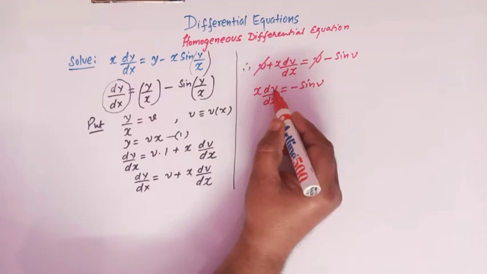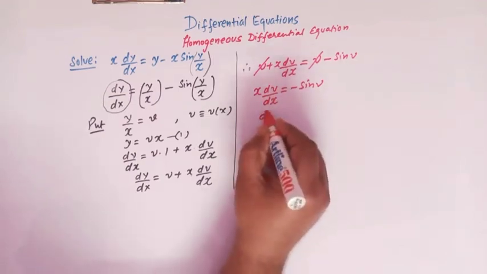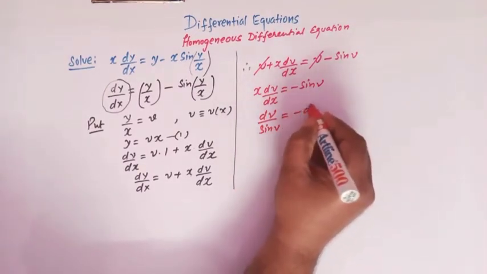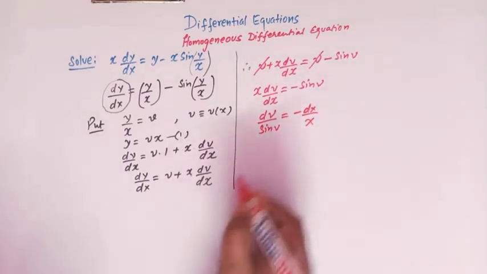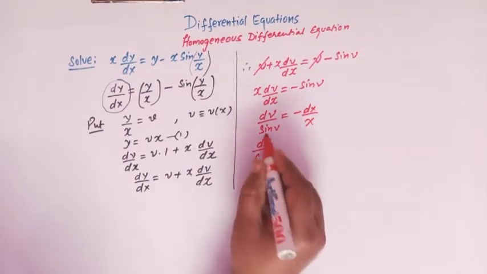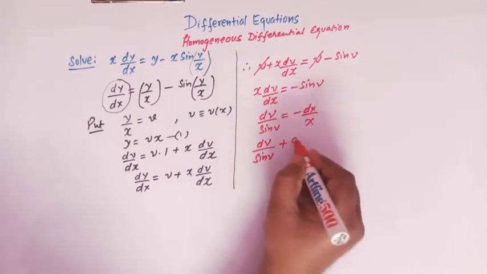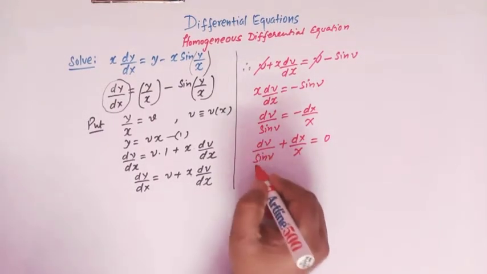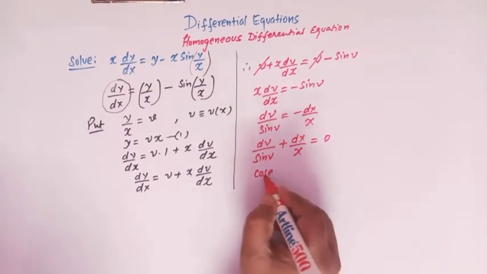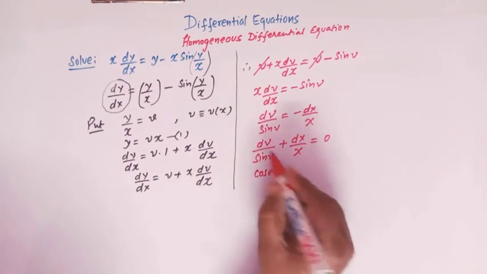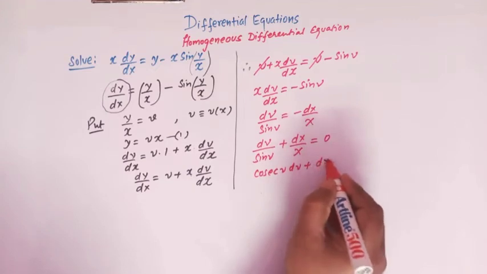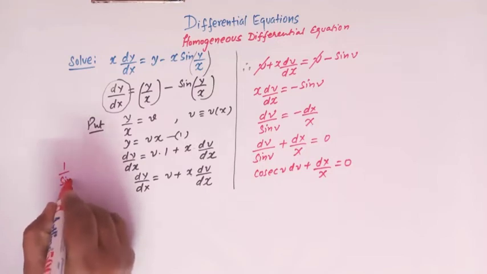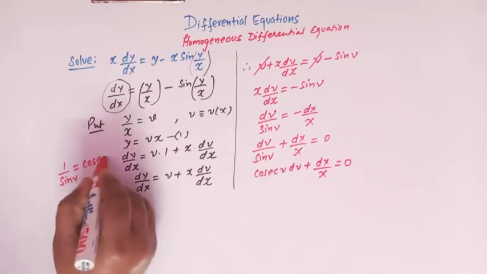So here the variables are v and x. Now we can separate them. So we have dv over sine v is equal to minus dx over x. Now we can rewrite this equation as dv over sine v plus dx over x is equal to 0. Now 1 over sine v can be written as cosecant v, so we have cosec v dv plus dx over x is equal to 0.